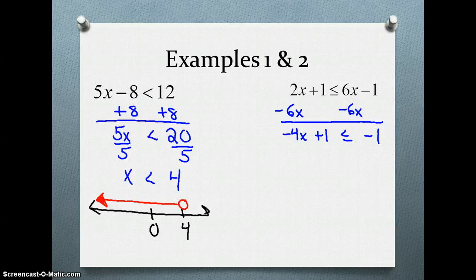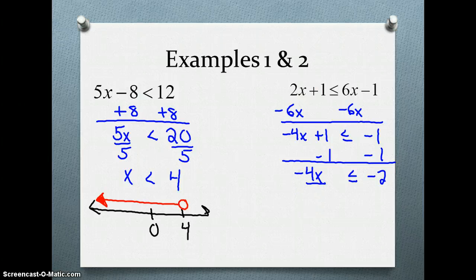Now this becomes very similar to our original equation, the first one we did. And again, we need to get the negative 4x by itself. So we'll subtract 1 from both sides. That leaves me with negative 4x is less than or equal to negative 2. Negative 1 minus 1 is negative 2.